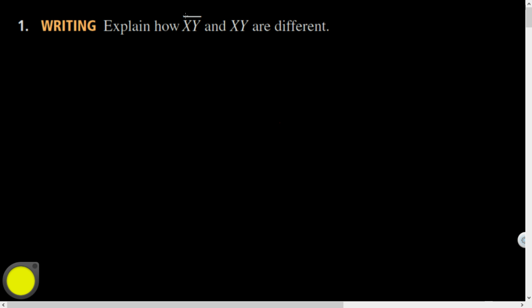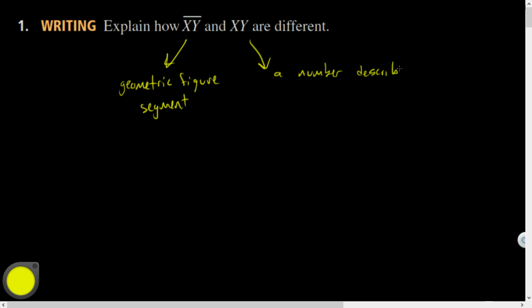Explain how XY with this line over it and XY with no line over it are different. So this one represents the geometric figure. This is referring to a segment, right? You could imagine this is the picture, this is the diagram, this is the object, whereas this represents a number describing the length.